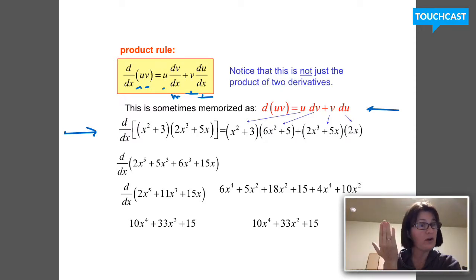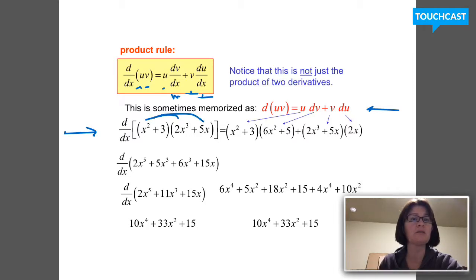So before I ever knew the product rule, I could do what I did at the end of the last slide set. I'm going to multiply this out. So this takes 4 multiplications, and I get 2x to the 5th plus 5x cubed plus 6x cubed plus 15x. I'm going to combine like terms. So here's my new problem. I want to take the derivative with respect to x of 2x to the 5th plus 11x cubed plus 15x.